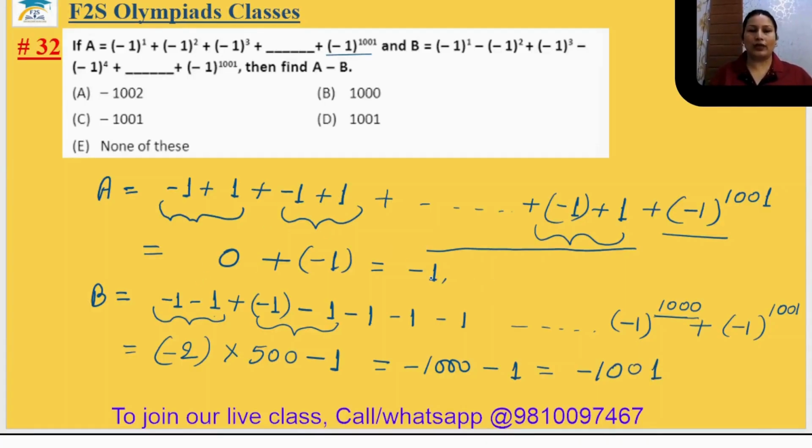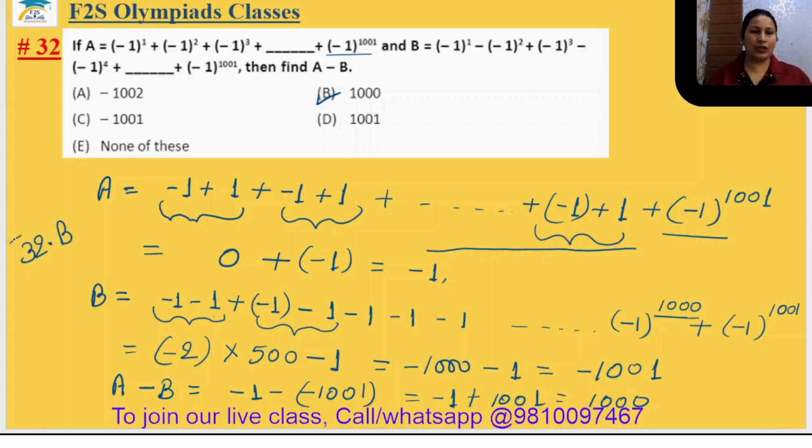A equal to minus 1 and B equal to minus 1001. So A minus B equal to minus 1 minus minus 1001. That is your minus 1 plus 1001 equal to 1000. Option B. The 32nd answer is option B.